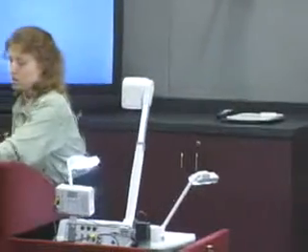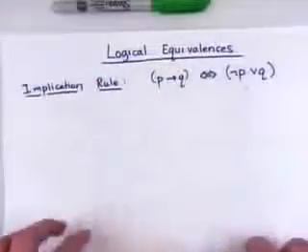Okay, so at the end of class, we were talking about logical equivalences. And the one that we were talking about was the implication rule. That was the first one we derived. And that was that P implies Q is logically equivalent to not P or Q. Does everyone remember that?